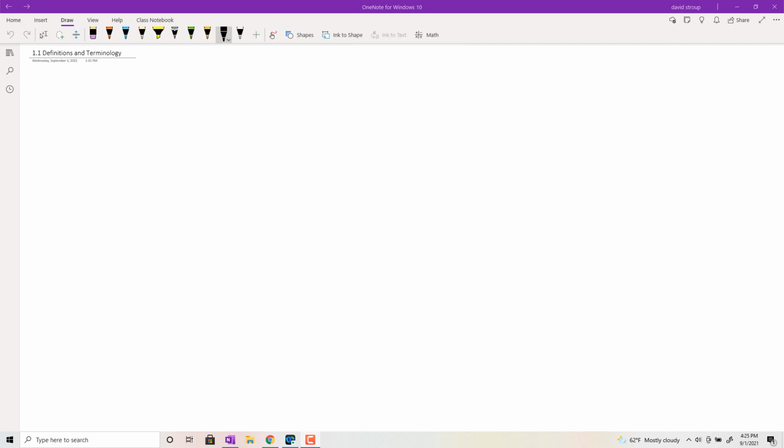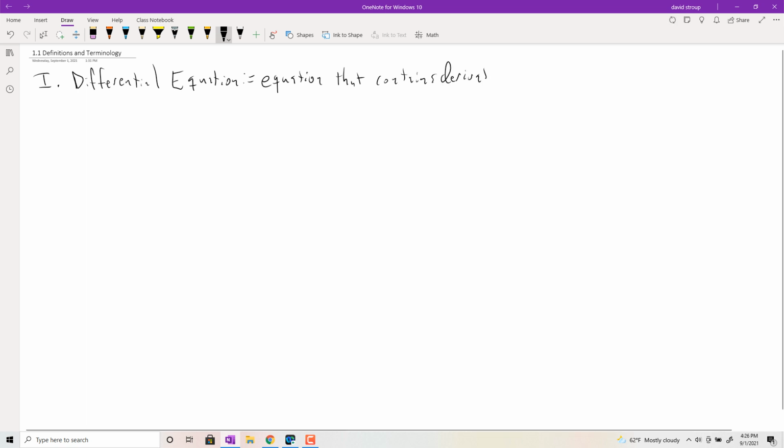Here we go. Okay. So start with just defining what a differential equation is. It's an equation that contains derivatives of one or more functions, and basically what you're doing is solving for kind of the original function. Okay, so it's an equation that contains derivatives of one or more functions.